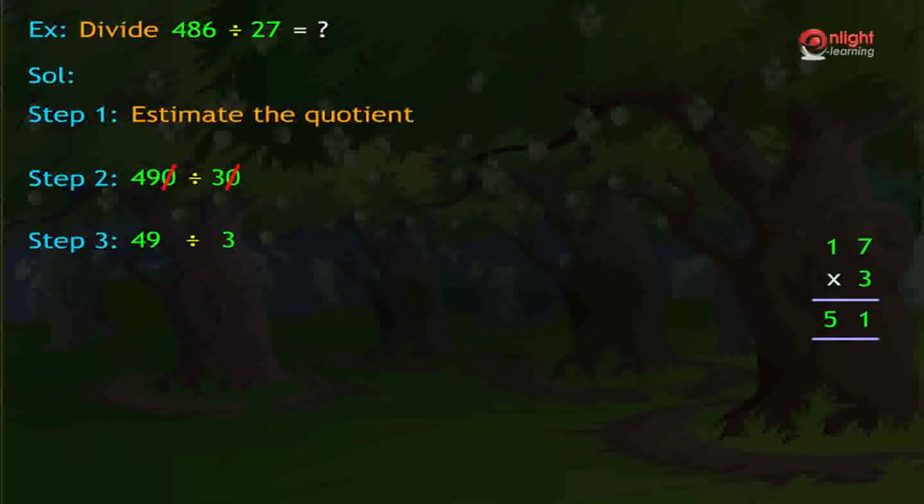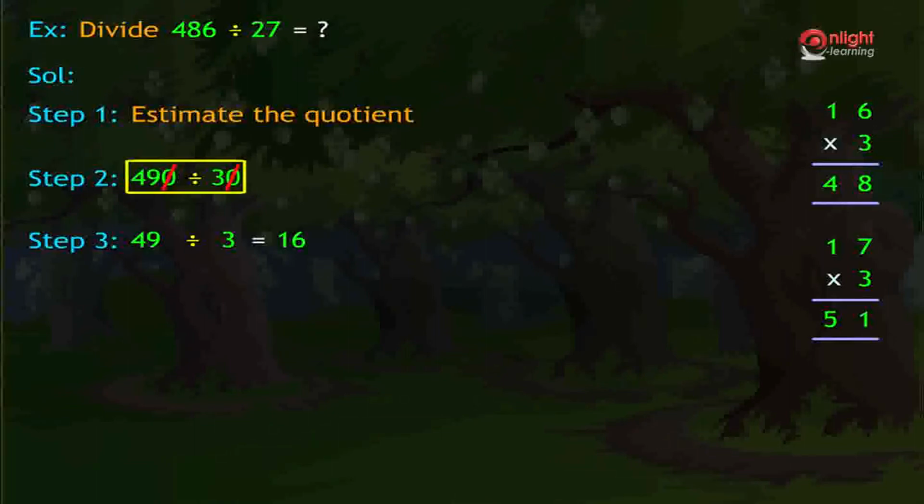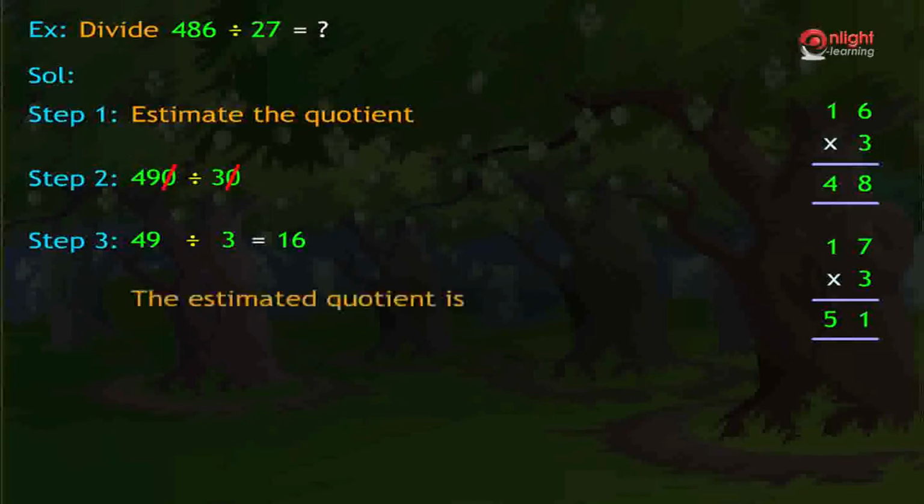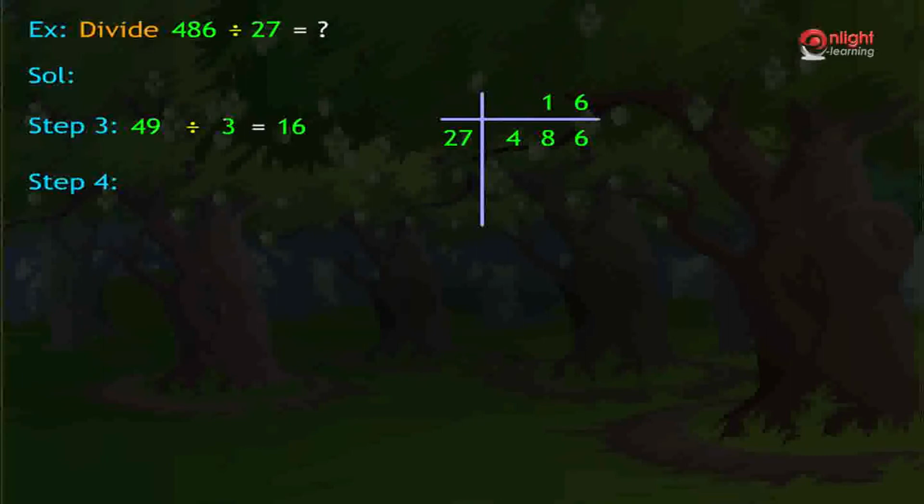We know 17 multiplied with 3 is 51, which is greater than 49, and 16 multiplied with 3 is 48, less than 49. So 16 is the quotient when 490 is divided by 30. Hence our estimated quotient for 486 divided by 27 is 16. So now let us try the division of 486 divided by 27 with the help of this estimated quotient 16.